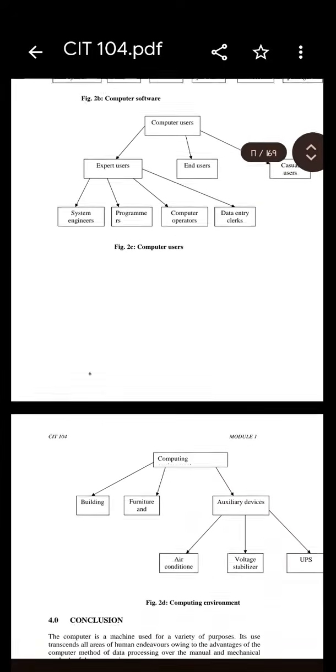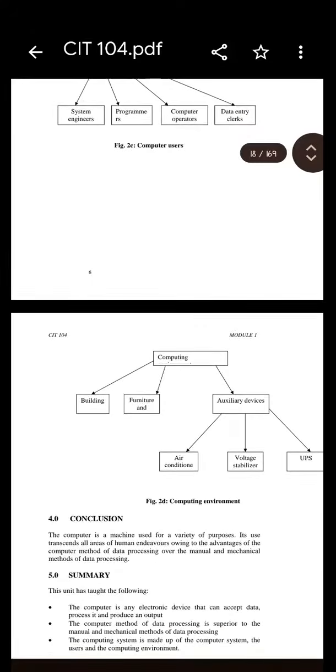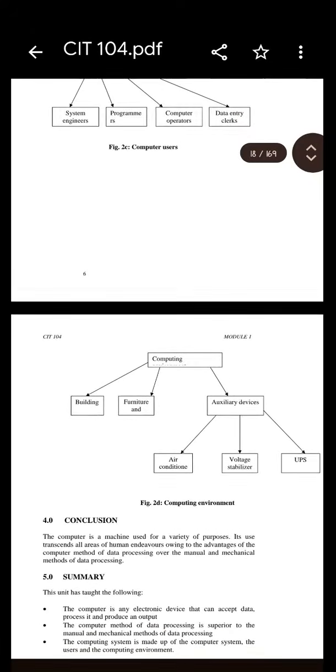Thank you. Then we enter the computing environment. The computing environment has the building, the furniture, and the parts. Now for the auxiliary devices.